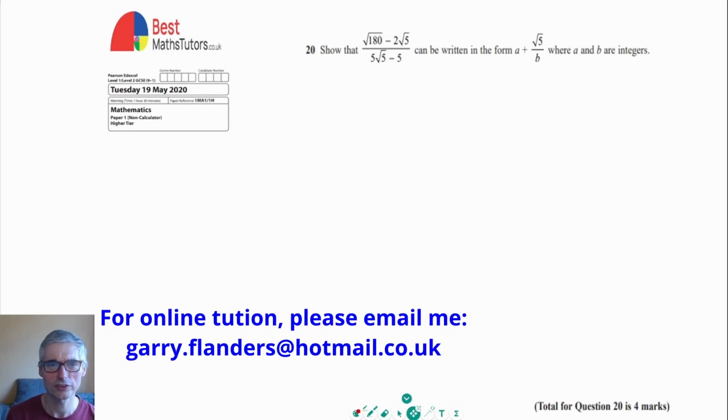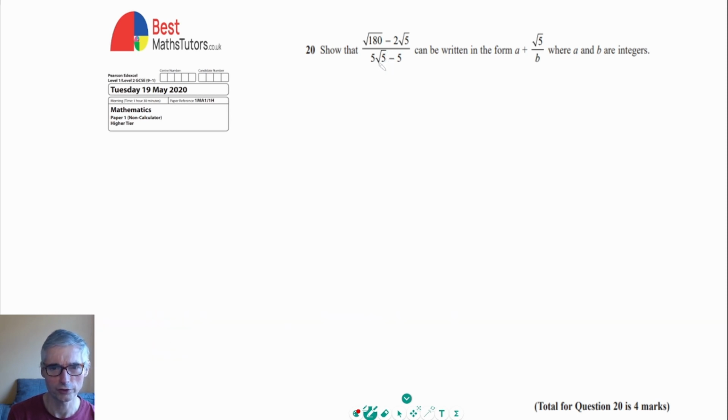This is question 20, and it's a question involving surds, which is another way of saying roots. So things like square roots are surds. We can see here a classic example. We've got surds on the top, so we've got root 80 as a surd, we've got root 5 as a surd, and we've also got a root 5 on the bottom as well, so that's a surd.